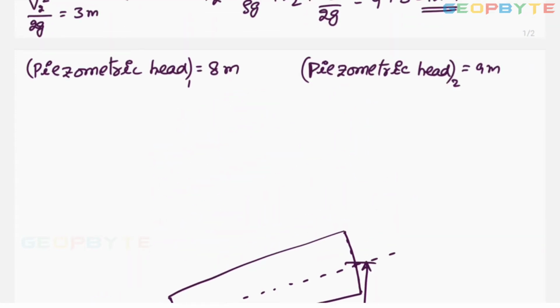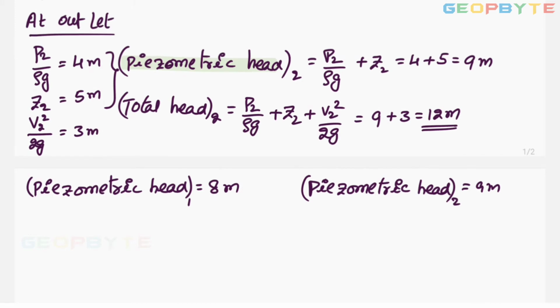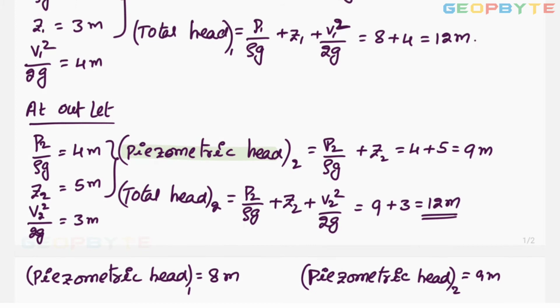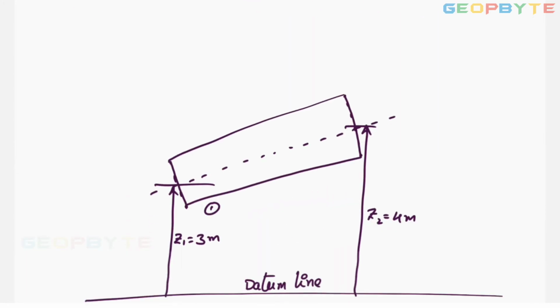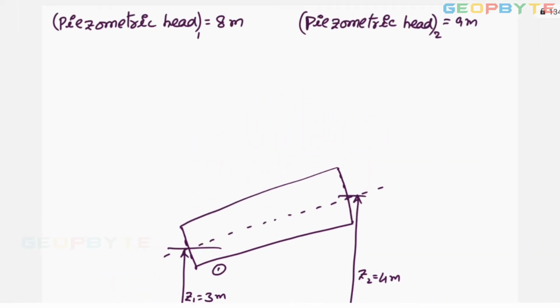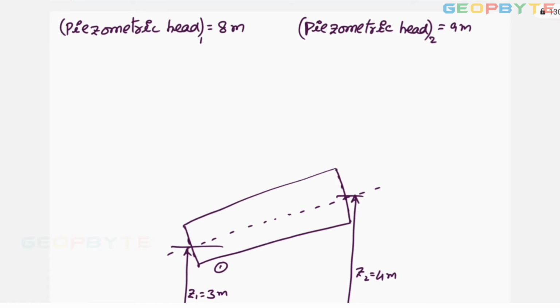Let us go back to that value. Z2 is 5 meters, Z1 is 3 meters. This is the Z1. Z1 is 3 meters, Z2 is 5 meters, not 4 meters. You should be very careful. Then you add the pressure head to the potential head, and you will get a value called piezometric head.